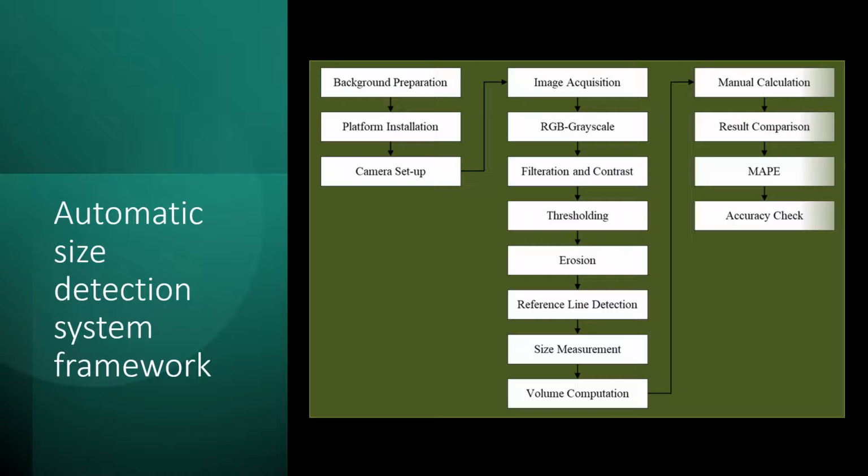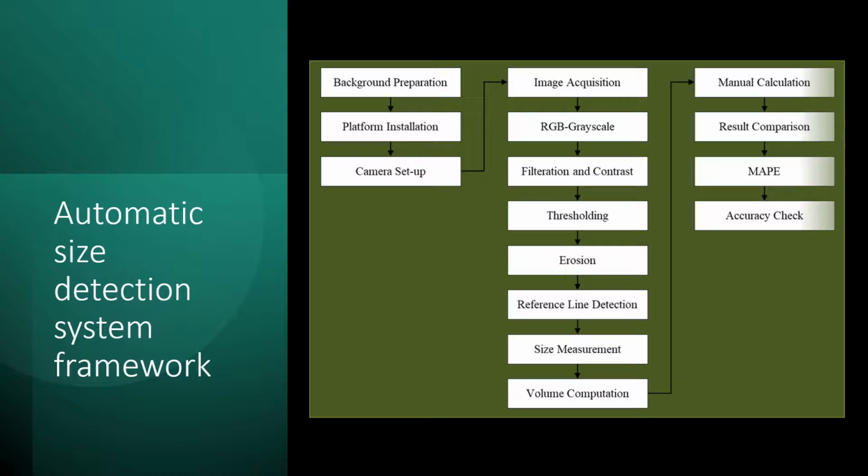As you can see, there are 3 stages of my system. Starting from stage 1, which is the background preparation. As I did this project, I will focus on the background of the image. Therefore, I need to fix the background. So, for stage 1, I need to carefully prepare the background and set up the camera with a fixed distance and conditions.